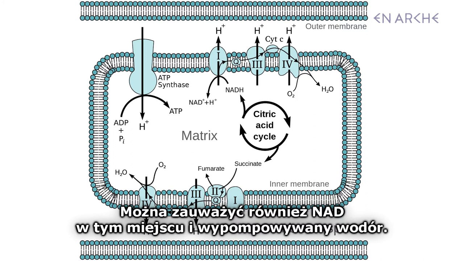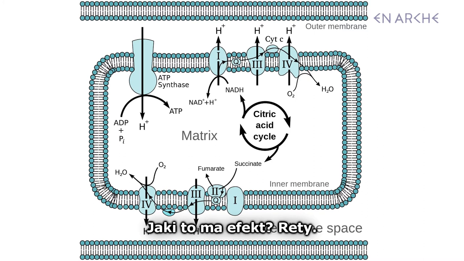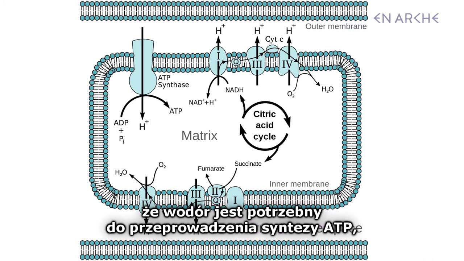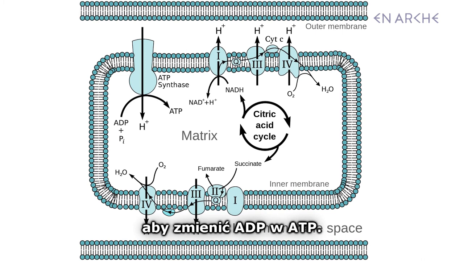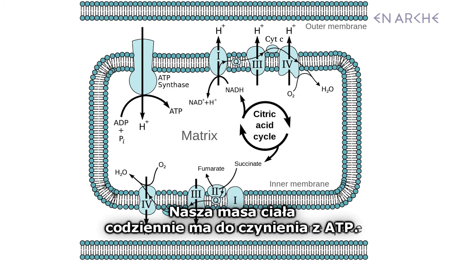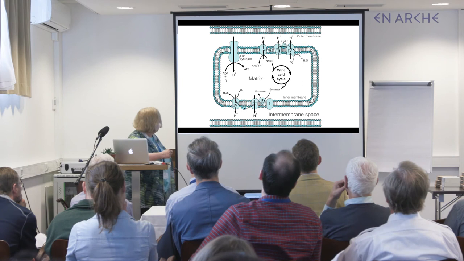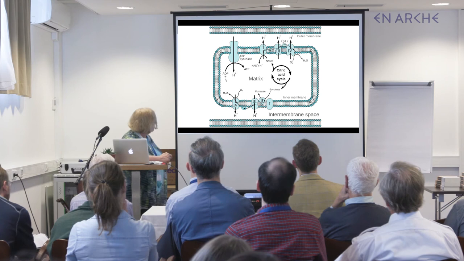And then what does that do? Well, what do we do with all this hydrogen ion out here? It's really, really important. You have to have the hydrogen ions pass through ATP synthase in order to recycle ADP into ATP. Why is that so important? We go through our body weight in ATP every day. We can't make that much ATP. I showed you why in the beginning. So we have to recycle what we burn. Here's where. And this is ATP synthase.